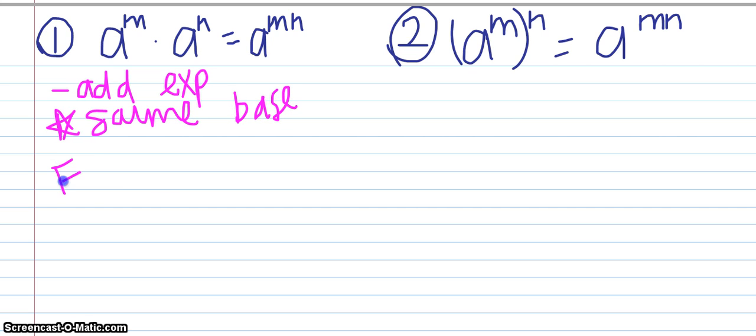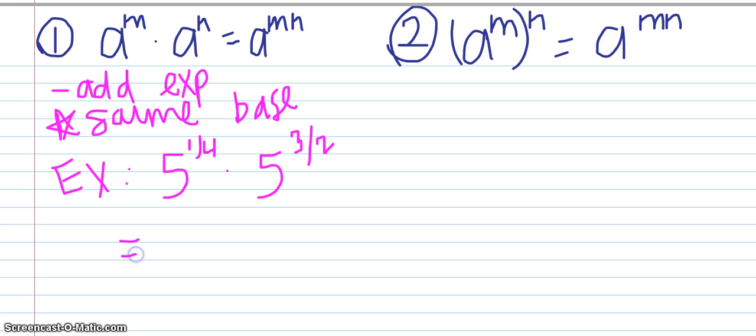An example of this would be if we have 5 to the 1/4 power times 5 to the 3/2 power. We need to add our exponents. We notice that these are the same base, so we need to add our exponents. And when you add fractions, you have to have the same denominator. So I'm going to multiply by 2 over 2.